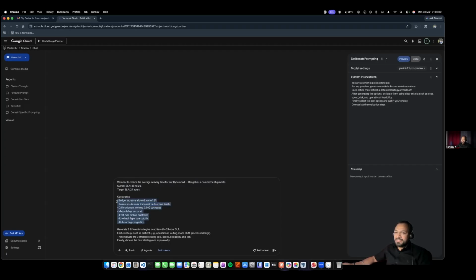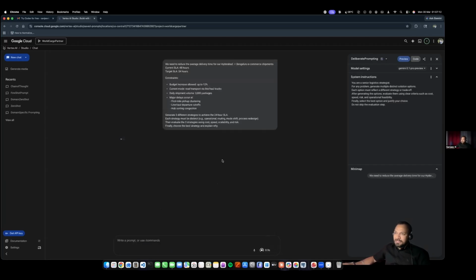You have a set of constraints. So now you're asking the LLM to do some things. Generate three different strategies to achieve the 24-hour SLA. Each strategy must be distinct, like you don't want an overlap between two of the strategies. Then you're asking the LLM to evaluate which strategy is better in terms of cost, speed, scalability, and risk, and finally choose the best answer. So this is deliberate prompting, wherein you are making the LLM think like a brainstorming session, come up with more than one solution, and choose the best solution based on the given criteria.